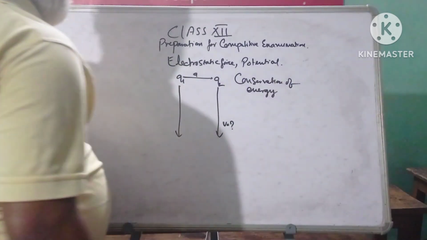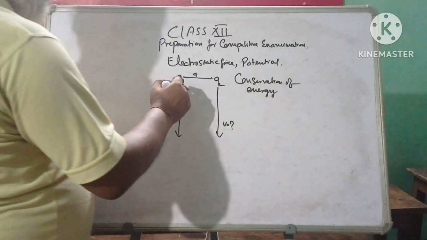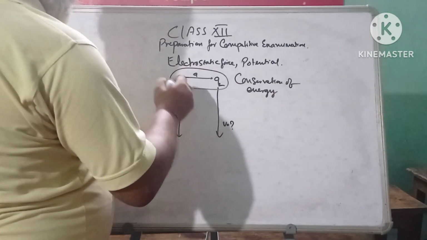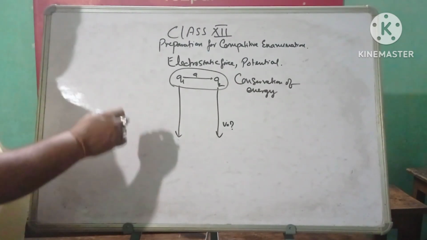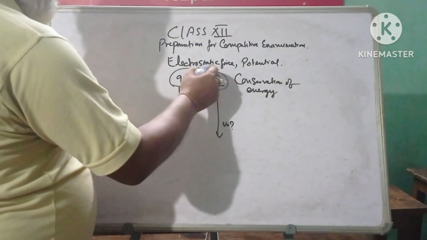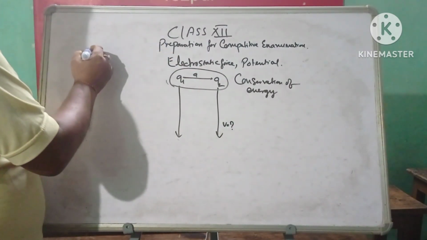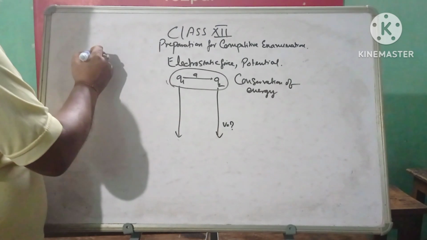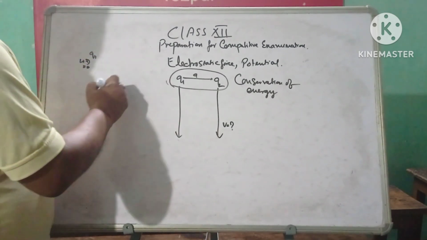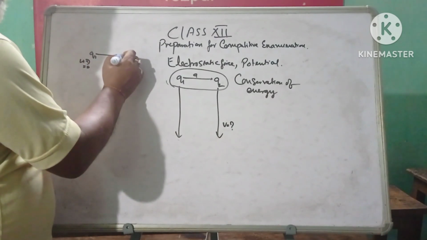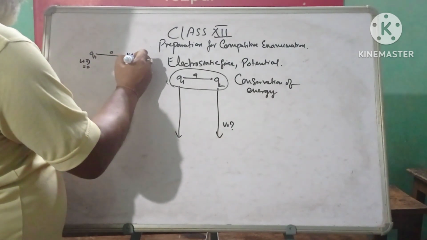Now we will go for conservation of energy. So, what is the potential initially? We have to calculate the potential initially. We will consider this as a system. So when we brought the charge Q1, the work done is 0. But due to Q1, the potential here is kQ1 by A.